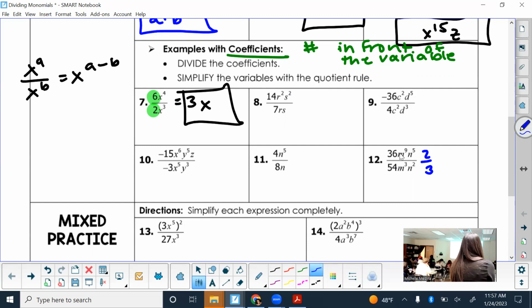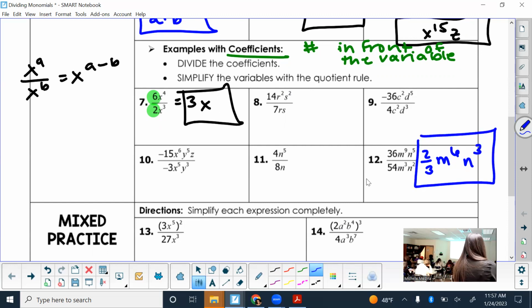What will be the exponent on the M? 6, because 9 minus 3 is 6. And what will be the new exponent on the n? 3. So you could write it like this, or if you want to keep it looking like a fraction, which you'll see later why someone might want to do that, then it might look like this. Both are equivalent.